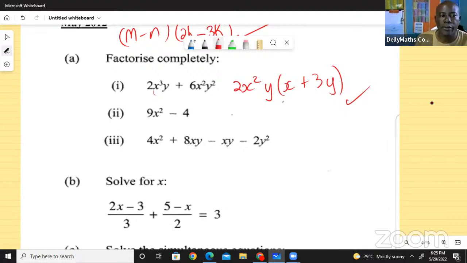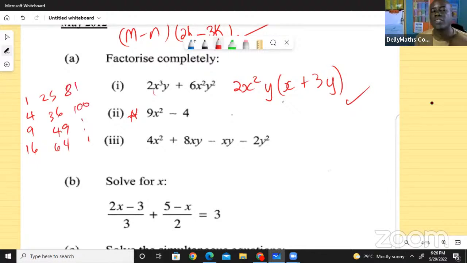Now for this one here, we're looking at a nice idea. It's called the difference of two squares. What do we mean? We're talking about square numbers like 9. 9 is a result. So I'm just going to list some square numbers: 1, 4, 9, 16, 25, 36, 49, 64, and it goes on, 81, 100, and so on. So these are square numbers.